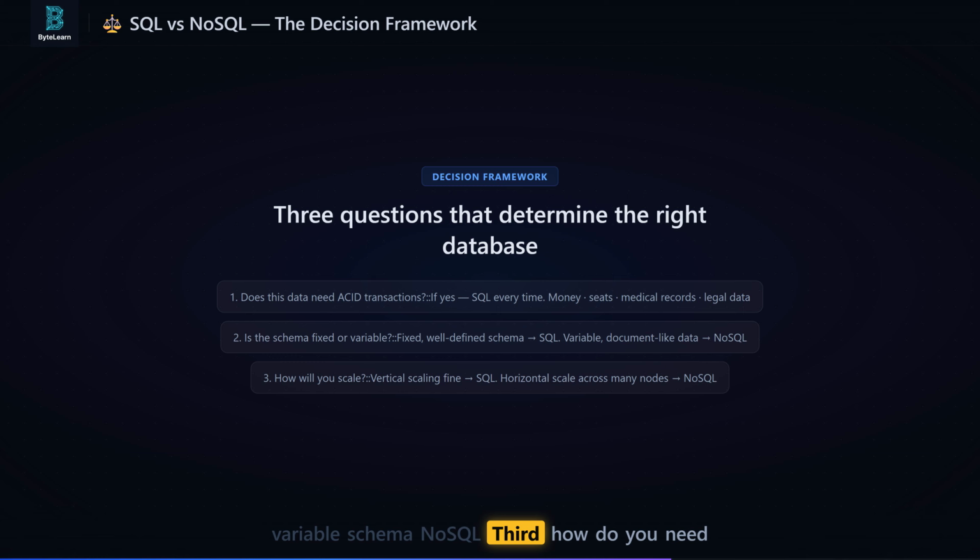Swiggy uses SQL for orders and payments and NoSQL for its restaurant catalog. Hotstar uses Cassandra, a NoSQL column store, for watch history where millions of users are writing simultaneously, and MySQL for billing where ACID matters. PhonePe uses PostgreSQL for the transaction ledger and Redis for session management. The right answer is almost never only SQL or only NoSQL. The right answer is SQL for the parts that need ACID, NoSQL for the parts that need scale.